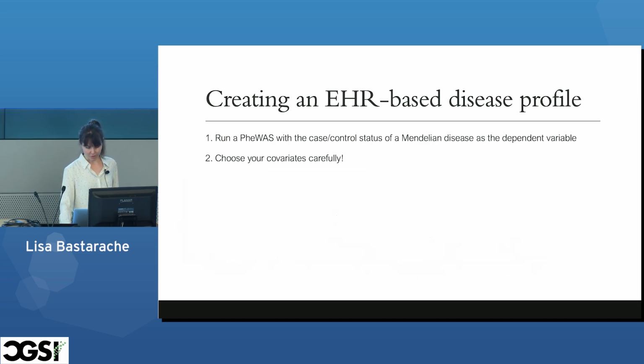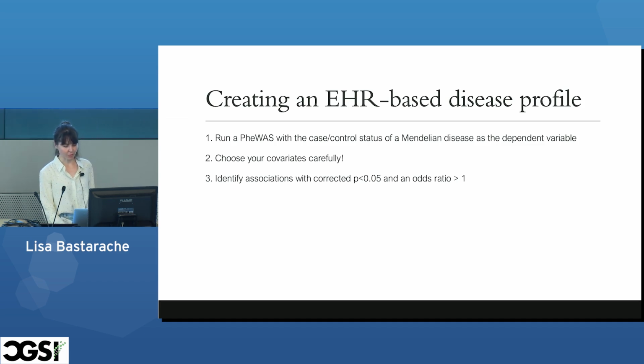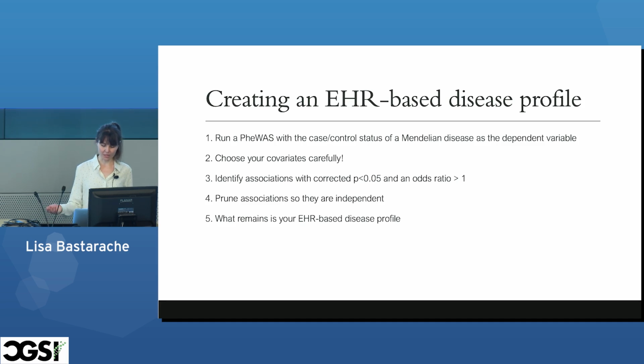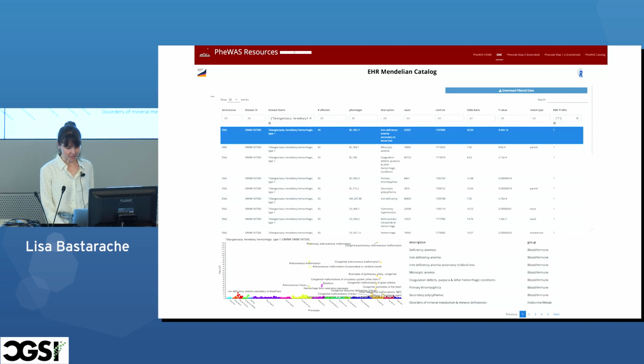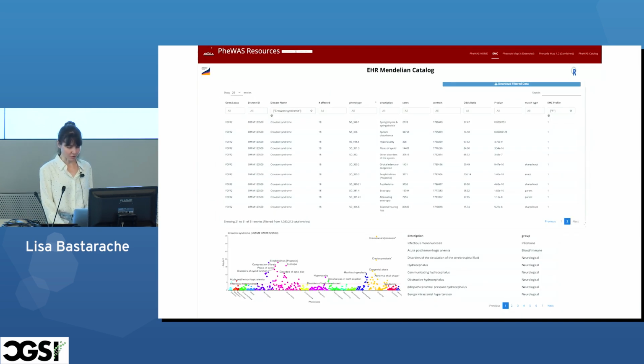You run the PheWAS, which is shown here. Then you do a basic multiple testing correction, and you only pull associations that are positively associated, prune them to make sure they're independent, and what remains is your EHR-based disease profile. We've created these for over 300 different genetic disorders. Here are a couple shown here. This might be quite small for you to see.